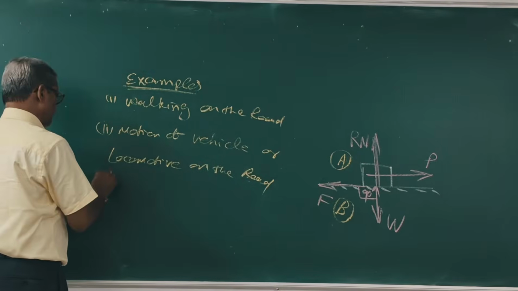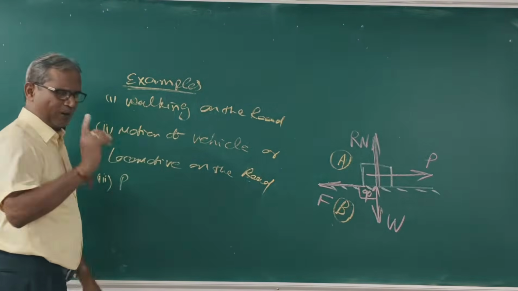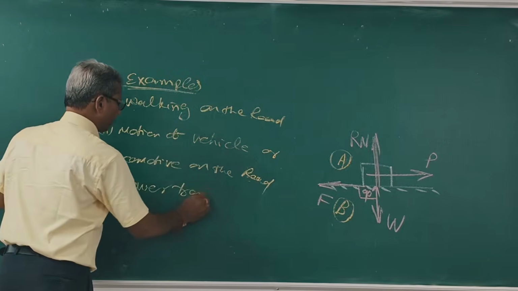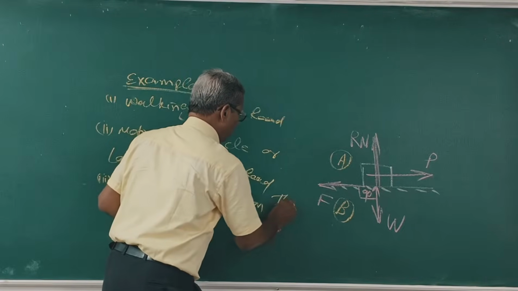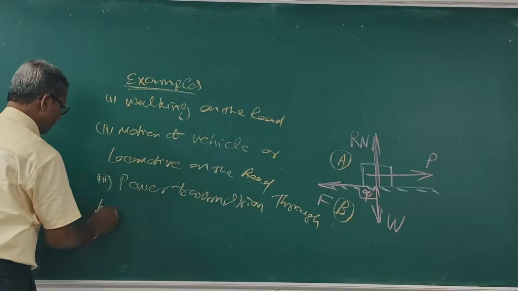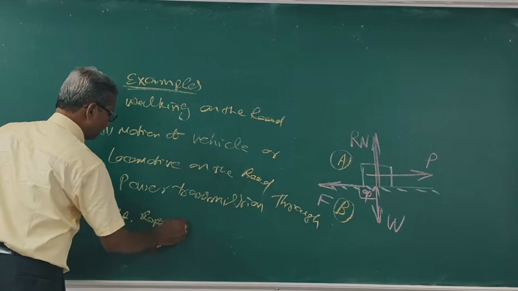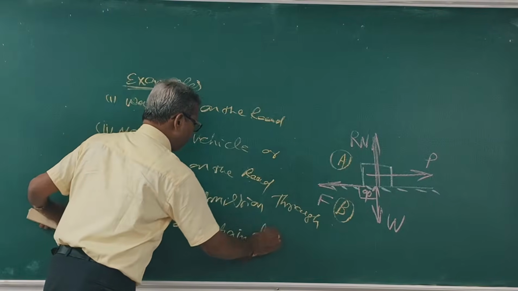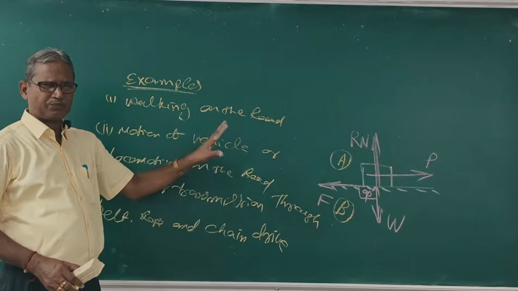Clear? Number three, power transmission through belt, rope and chain drive. Clear? These are the examples of friction.